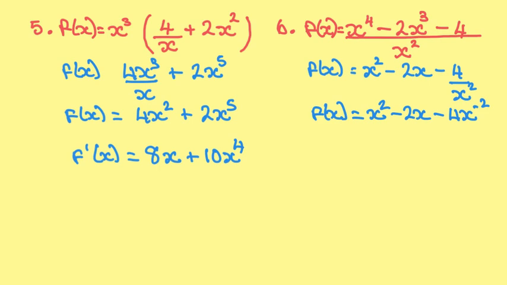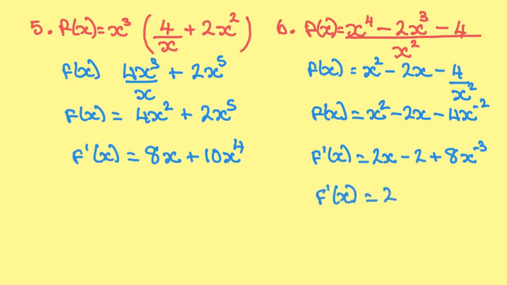Now we can find the derivative. F dash of x is equal to 2 times x to the power of 1 minus 2. Minus 2 times minus 4 gives us plus 8. Minus 2 minus another 1 gives us minus 3. If you want to take the minus back down to the bottom, you get f dash of x is equal to 2x minus 2 plus 8 divided by x cubed.